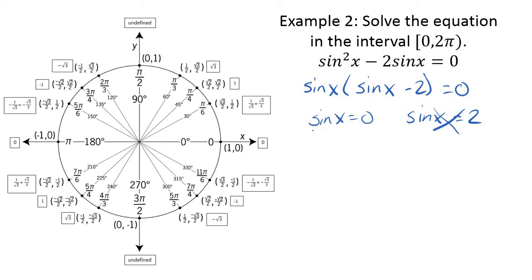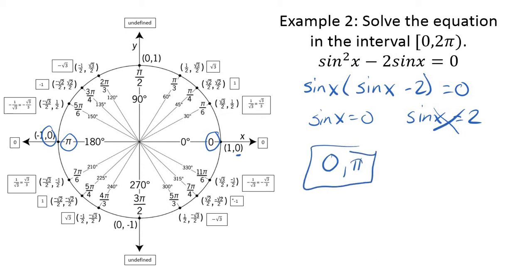So where is sine 0? Well, right here, again, we're looking for y values. So right here at 0 degrees, or 0 radians it is. And of course over here at pi radians it is. And those would be the only two places from 0 to 2 pi. And so my two answers would be 0 and pi in this case.